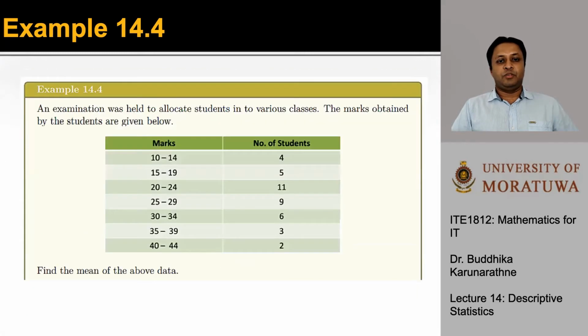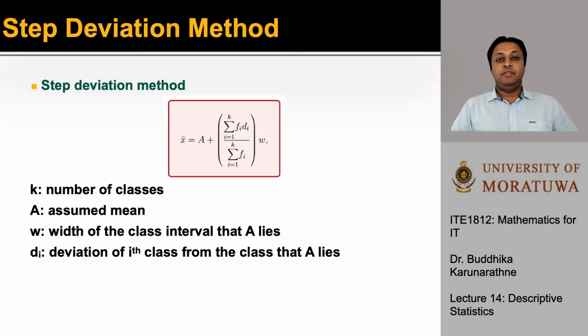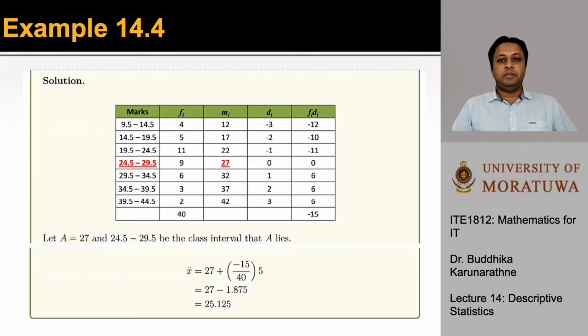It's the deviation. So go back to the definition. DI is the deviation of the ith class from the class in which the assumed mean lies. A is the assumed mean. Right. So once you have these FI and DI values, you can get the FI DI multiplication for each instance and finally get the summation of FI DI values. And also you have the summation of frequencies to be 40. And the summation of FI DI is negative 15.